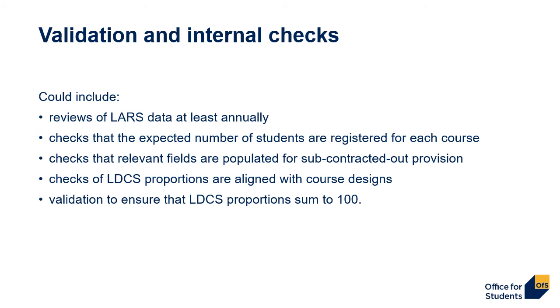We would recommend that you check that the relevant fields are populated for subcontracted out provision. Again, this could be a very high level check to ensure that if you're subcontracting out 100 students, for example, there are 100 students in your ILR with the relevant fields populated. Periodic checks that LDCS code proportions are aligned with course designs could be carried out. And you may also want to use validation to ensure that LDCS proportions sum to 100.